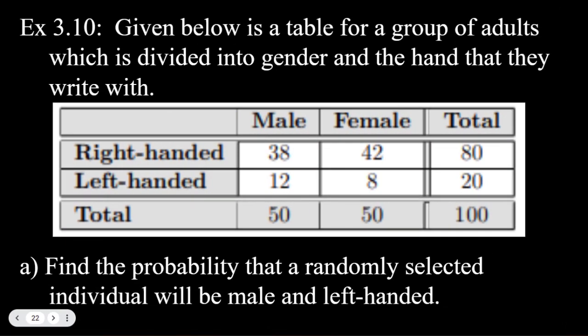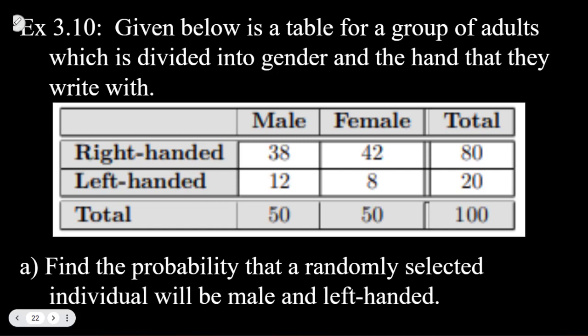Example 3.10. Given below is a table for a group of adults, which is divided into gender and the hand that they write with. So we've got our table that has male, female, total, and right-handed, left-handed, total. Part A, find the probability that a randomly selected individual will be a male and left-handed. Now, these are not independent events because the first outcome, them being male, affects the outcome of them being left-handed because they're different between males and females.